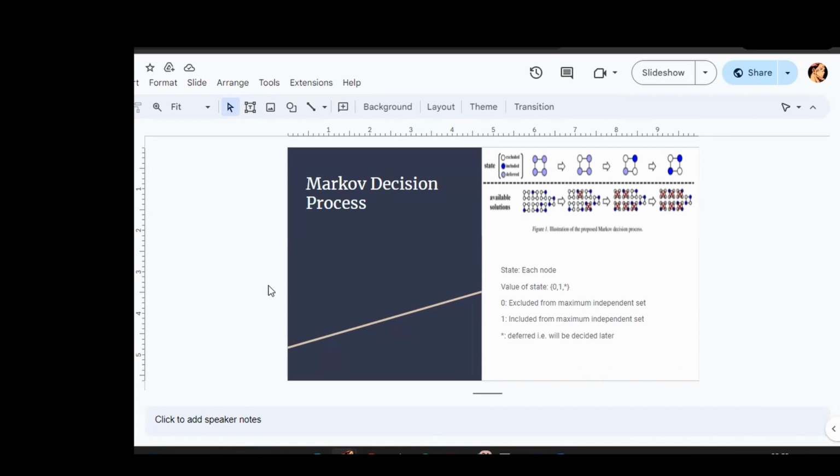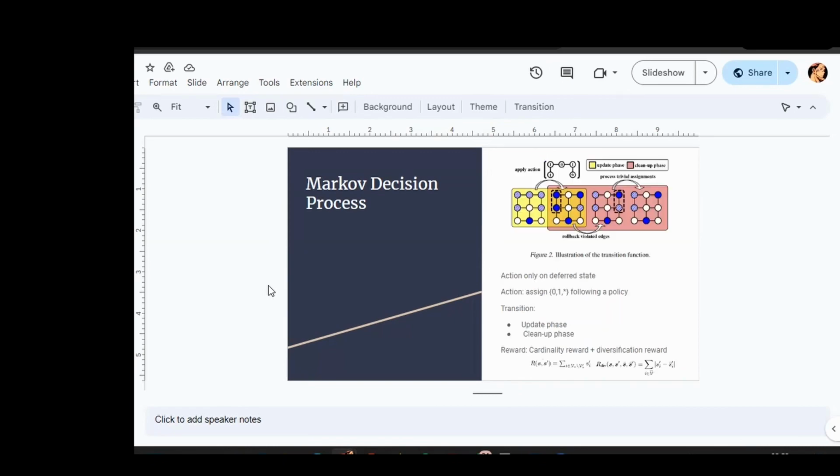For each node, the value of the state is 0, 1, or star. 0 is excluded from the maximum independent set. 1 will be included in the maximum independent set. And star is deferred, i.e., it will be decided later. The action is only taken on deferred states. The action would be to assign 0, 1, or star following a policy.